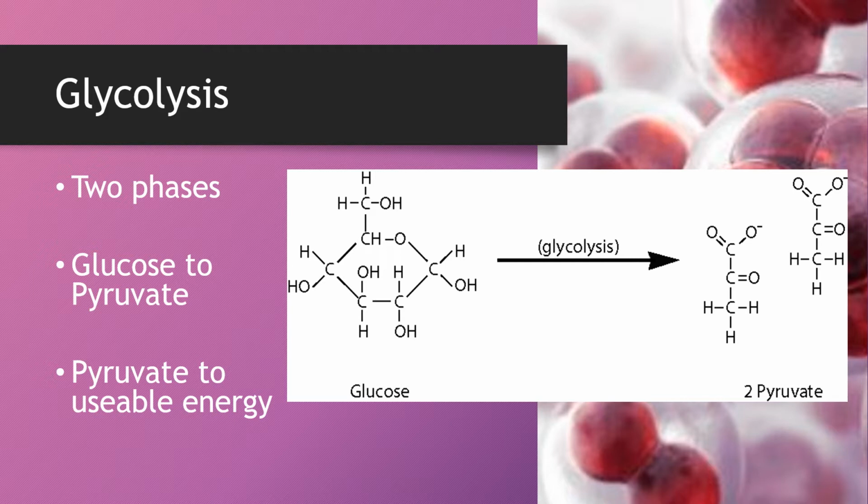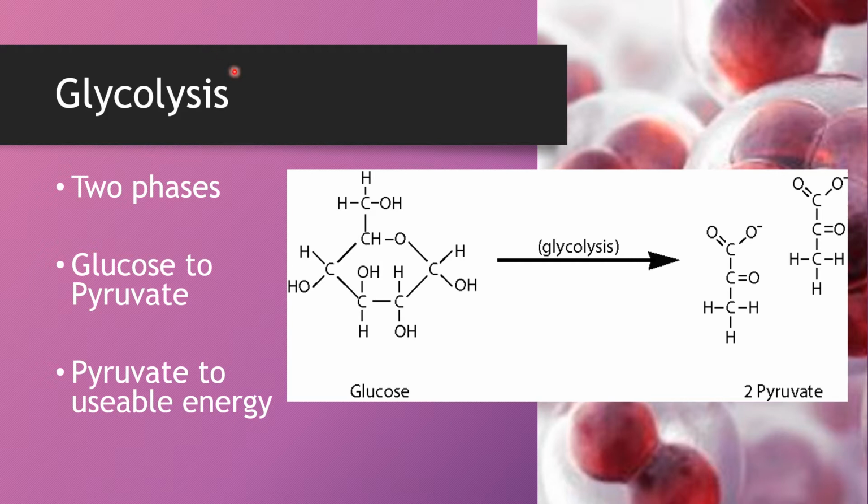Glycolysis is done in two phases. In the first phase, the glucose molecule takes the energy that's already in the cell, the ATP, to be able to break it down into those two pyruvates. In the second phase, the cell takes the energy and breaks it down to form those two pyruvates that can be used or stored in the cell as ATP or NADH.